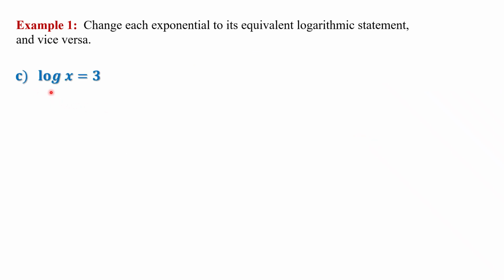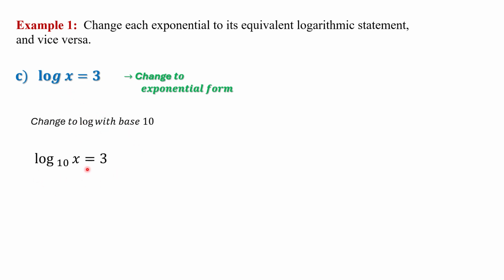Next question is log x equal to 3. So we're going to change this to exponential form. So let us start changing this log x with base, which is equal to 10. So log base 10 of x is equal to 3. Then we can now change to exponential form, starting with the base 10, then power 3 is equal to x. Then check the relationship. So our answer is x is equal to 10 cubed or 1000.